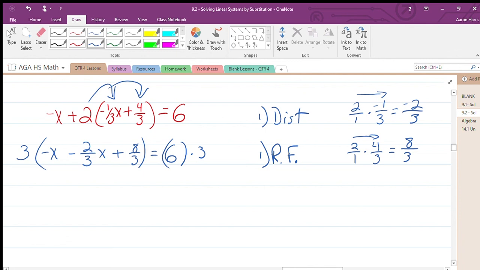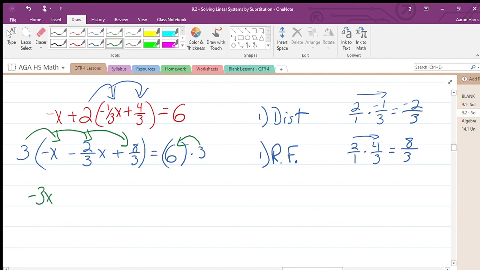So here we go again. Nothing more than distributing. So 3 times that, 3 times that, 3 times that. That's 3 times each term inside the parentheses. And then 3 times 2 is 6. And what do we get? So 3 times a negative x is negative 3x.